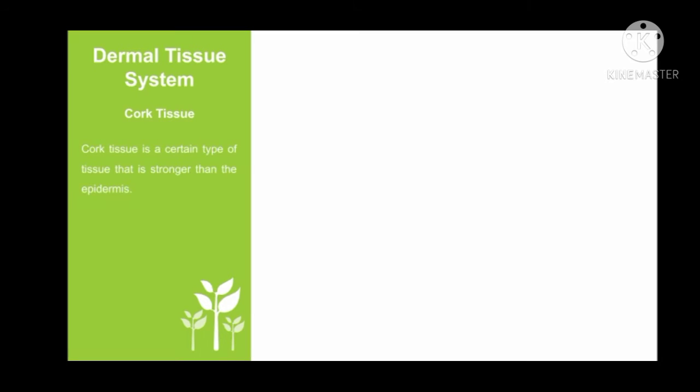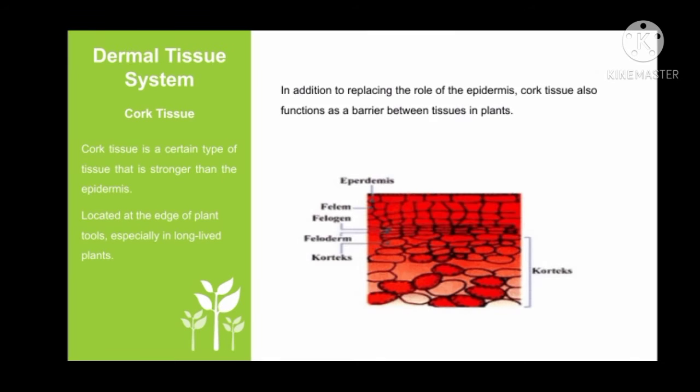Cork tissue. Cork tissue is a certain type of tissue that is stronger than the epidermis, located on the edge of plant organs, especially in long-lived plants. In addition to replacing the role of the epidermis, cork tissue also functions as a barrier between tissues in plants.